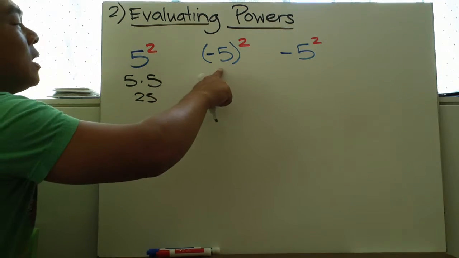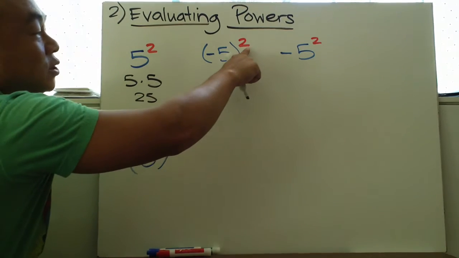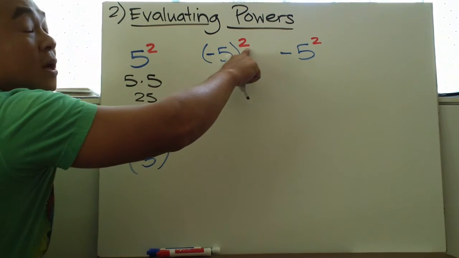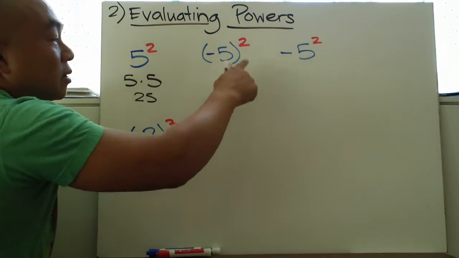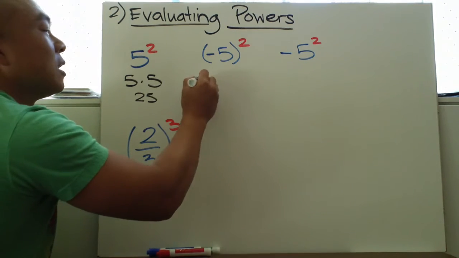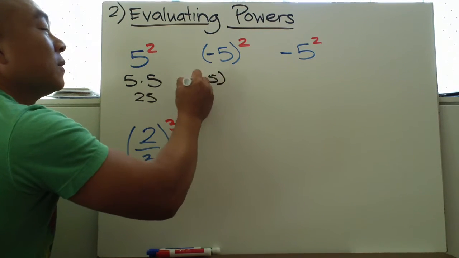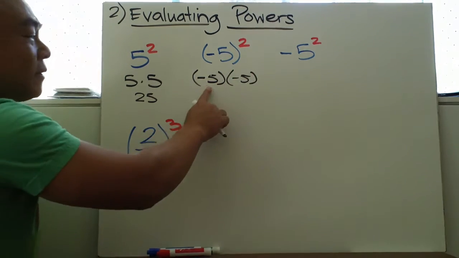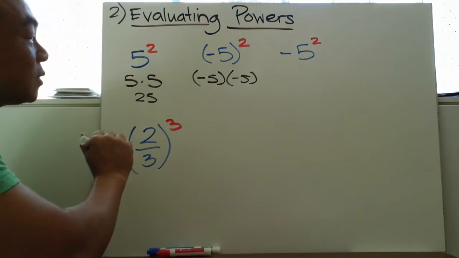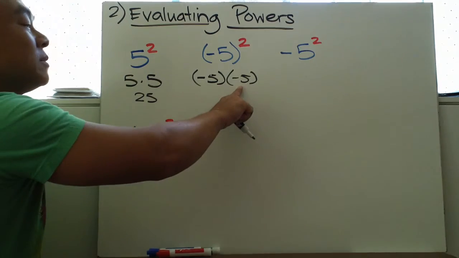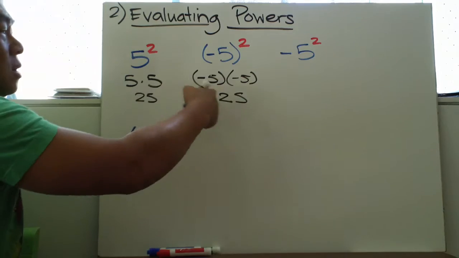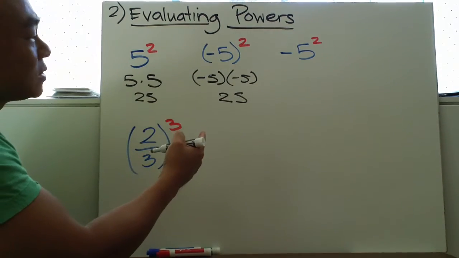Now the same goes when you have negatives. The 2 tells you that, in parentheses, whatever's inside will be that number multiplied by itself. So here you're going to have negative 5 in parentheses times negative 5. Going back to your rules of multiplication and division, a negative times a negative gives you a positive, and that gives me 25. Yes, they're similar, but you need to understand that there is a negative.